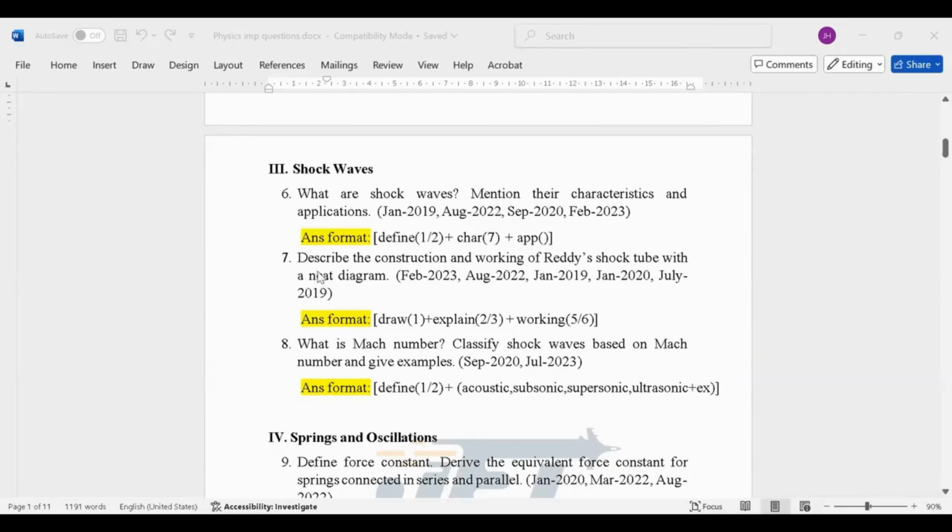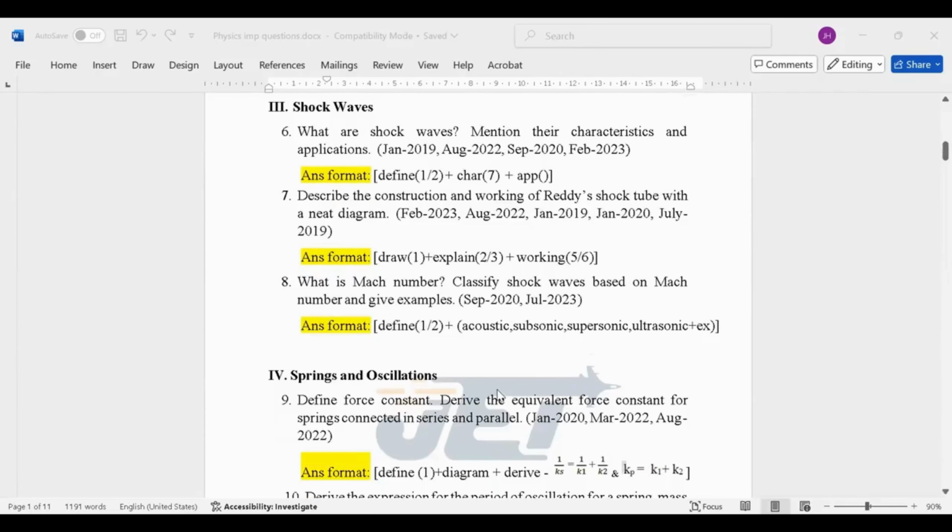Now, question number 7. Describe the construction and working of Reddy's shock tube with a neat diagram. So for this question, you have to draw the diagram, definitely. Then explain the construction, then write the working. So explanation of the construction will be around 2 to 3 marks. Drawing will carry 1 mark. Working will be about 5 to 6 marks.